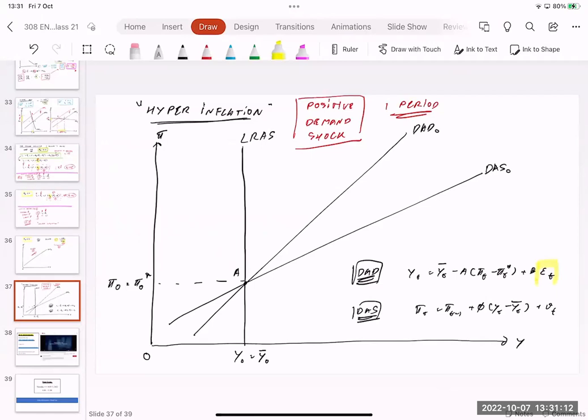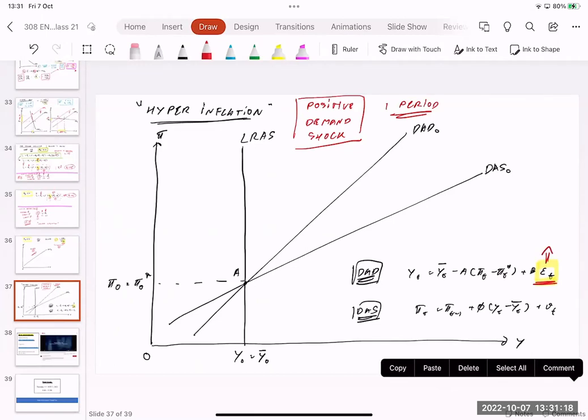Okay, positive demand shock, where is it? It's here. If you have a positive demand shock for one period, or maybe only one day, it means that for some reason people spend more money. The right side of the equation increases, so the left side is going to increase. Total spending in the economy increases. So it happens on day one. If you have the positive demand shock on day one, DAD is going to shift to the right.